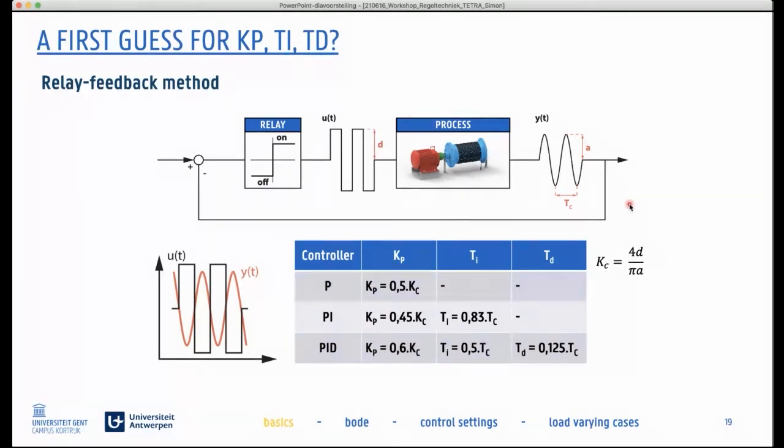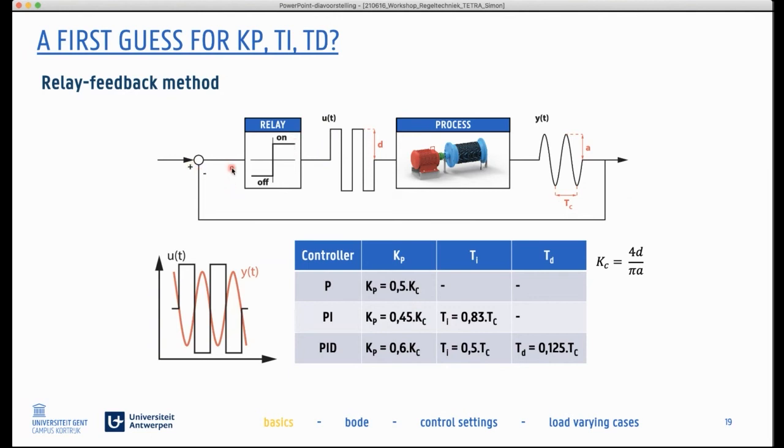How can we start with the first good guess for the settings of your P, I, and D controller? Well, a first approach I want to show you is really nice because it is almost always applicable, even on cases that are already running, even on cases that are already operational in the field. You can do this kind of measurement and have new settings for your P, I, and D controller. This is the relay feedback method.